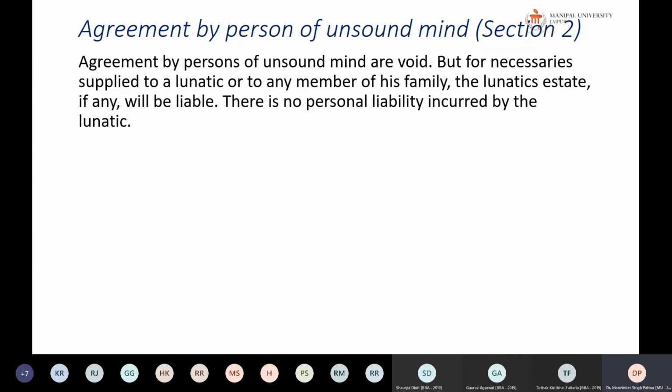But necessity applies to a lunatic, or to any member of his family. The lunatic's estate, if any, will be liable. So no personal liability can be incurred by the lunatic. You cannot make him responsible to do certain things which you want. Specific performance of the contract means that only that person can do it. So if the estate can pay, then it is okay.